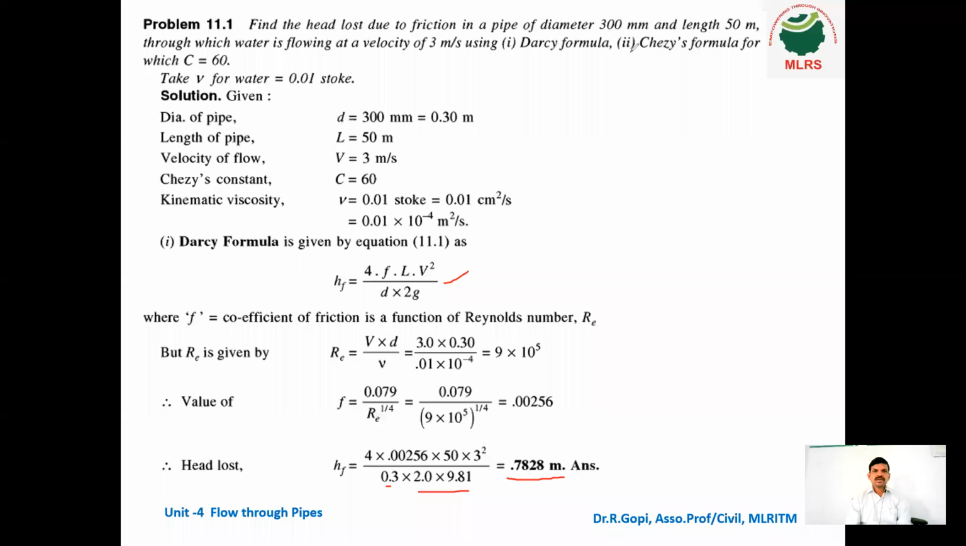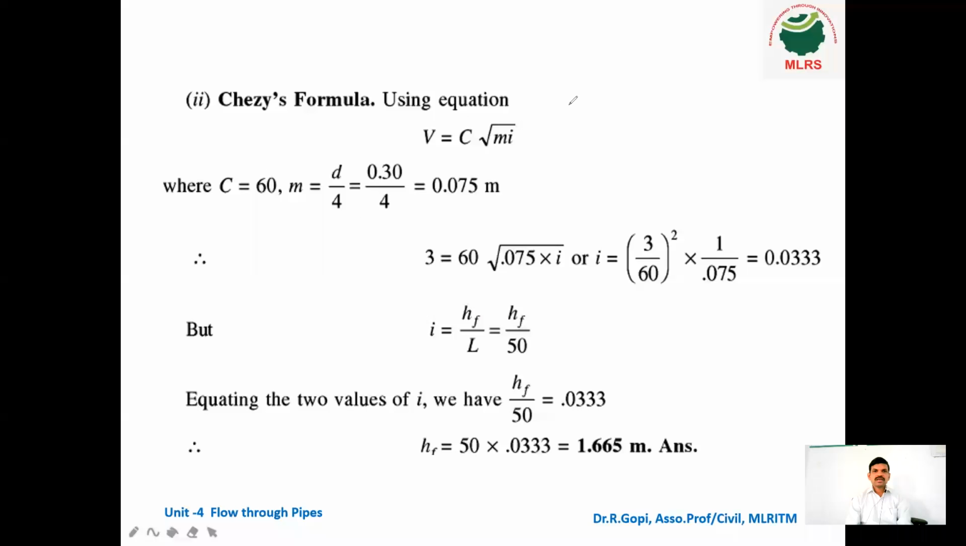Next, we will move to Chezy's formula. Using Chezy's formula, hf is hidden in the term i, because i is equal to hf divided by L. So first we need to find i. From this i, we can easily calculate hf. So substitute all the values in this equation.